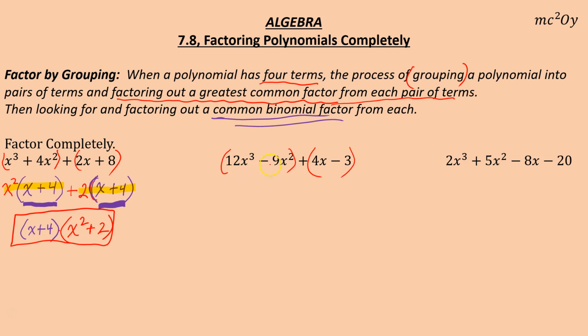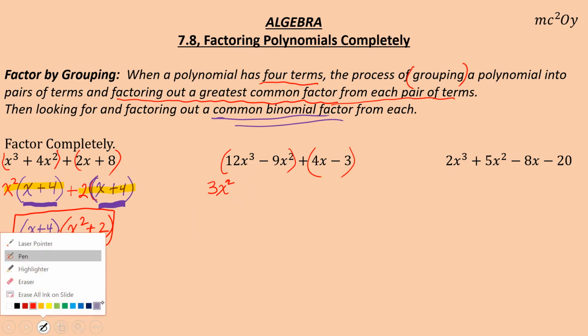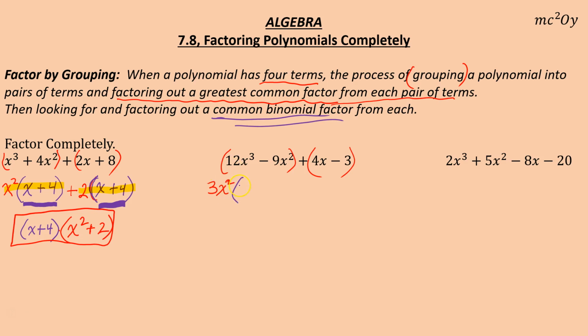What goes into 12 and 9? What goes into 12 and 9 is 3. What goes into x cubed and x squared? Well, x squared. We always take the one with the smaller degree, so 2 is the smallest degree. And what am I left with? 3 times what is 12? That's 4. x squared times what is x cubed? That is x. 3 times what is negative 9? That's negative 3. And x squared times what is x squared? We don't need anything more there.